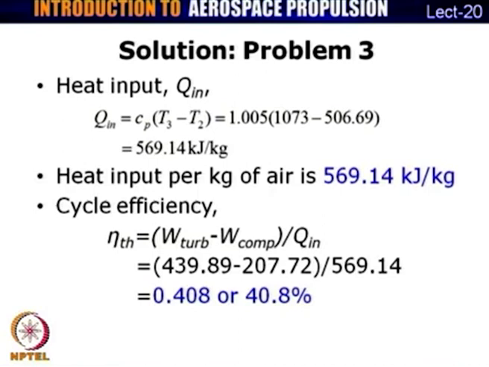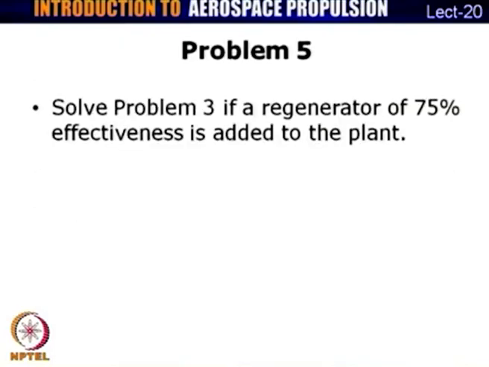Now, once we have calculated this, the cycle efficiency is net work output by heat input, that is turbine work minus compressor work by Q in, which is equal to 0.408, that is 40.8%. So, this is the cycle efficiency for this particular Brayton cycle. You can also calculate cycle efficiency for the Brayton cycle using the formula we had derived during the Brayton cycle analysis, which we had done a few lectures earlier on.